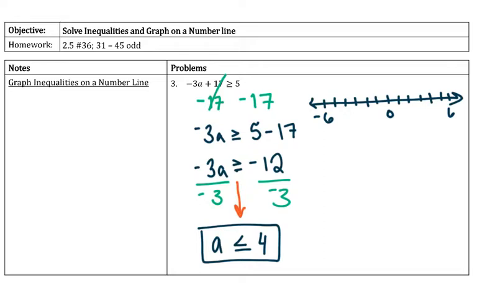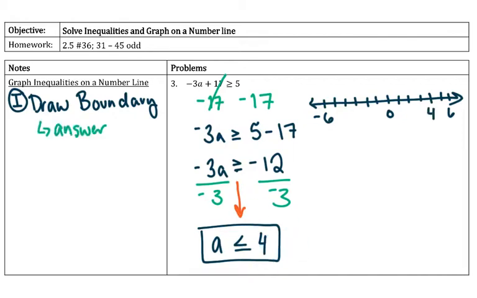So there's our number line, and the first thing you want to do is to draw the boundary. And that boundary is the answer of your solve problem. So in this case, it's 4. So we've got our point 4 right here, or whatever the answer would be. Now the next thing is, you notice I haven't drawn a big point here. That's our next thing we're going to do.